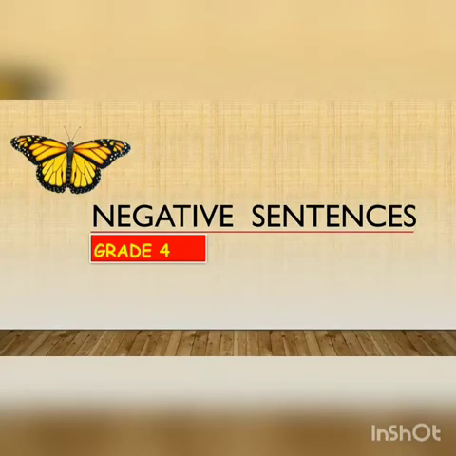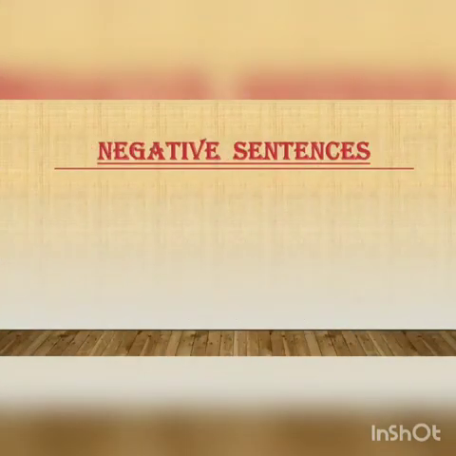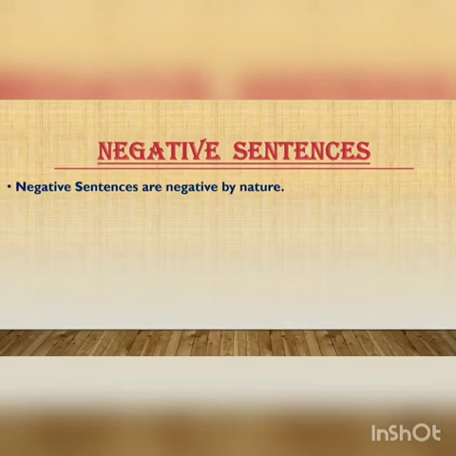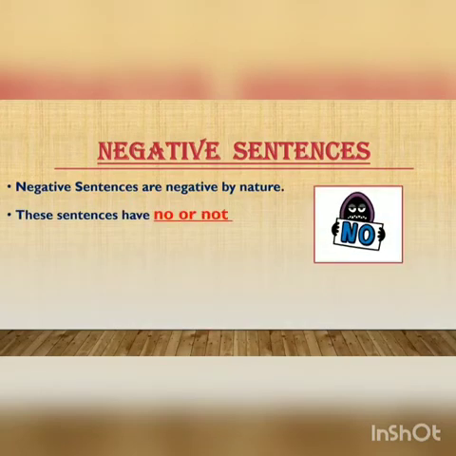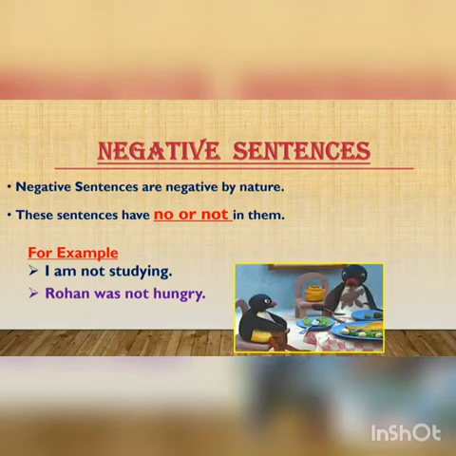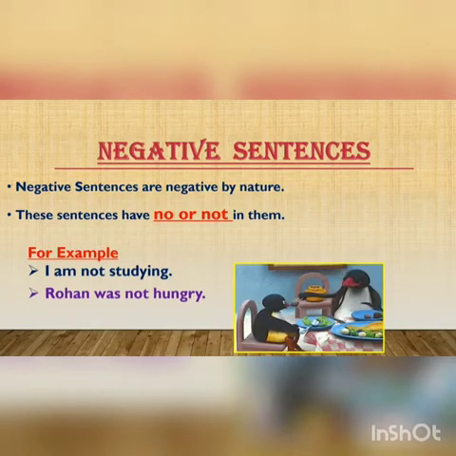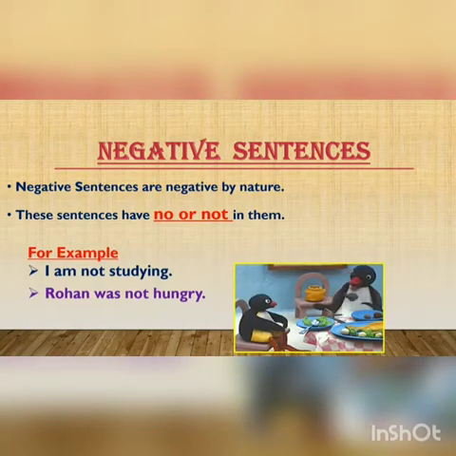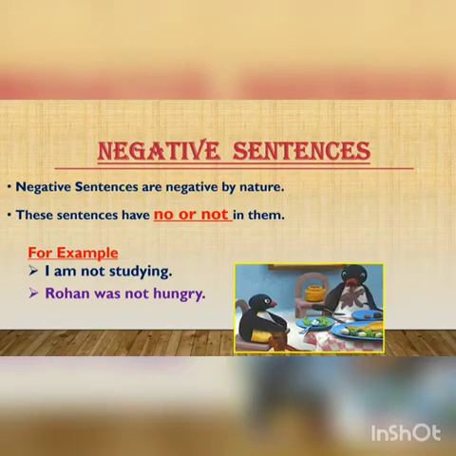Hello everyone. Today we are going to discuss negative sentences. Negative sentences are negative by nature. These sentences have no or not in them. For example, I am not studying. So here the word not has been used. Rohan was not hungry. Again, the word not has been used here. That means negative sentences are always framed with some negative word in them.